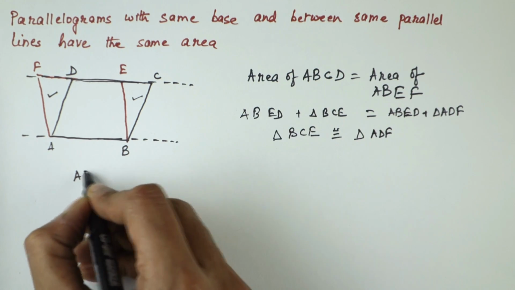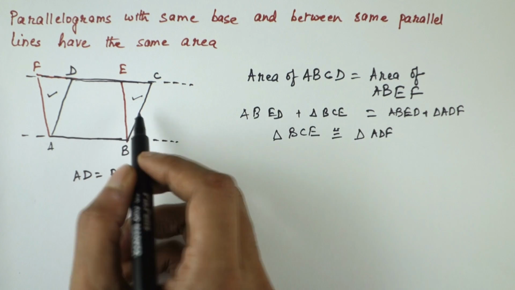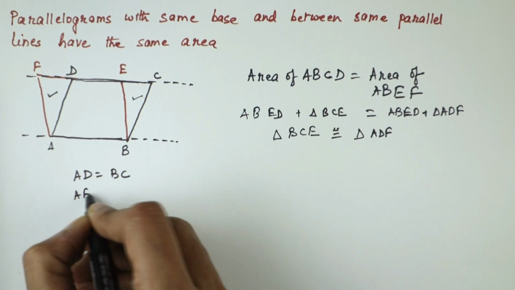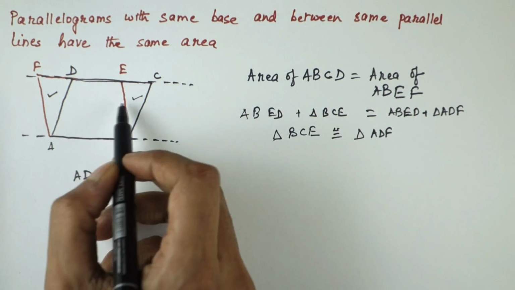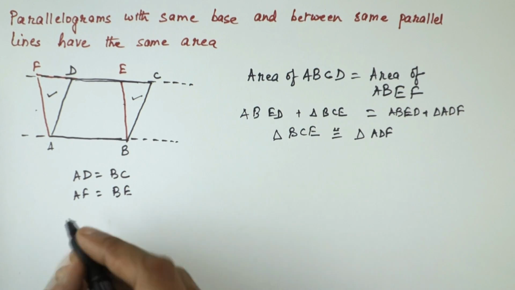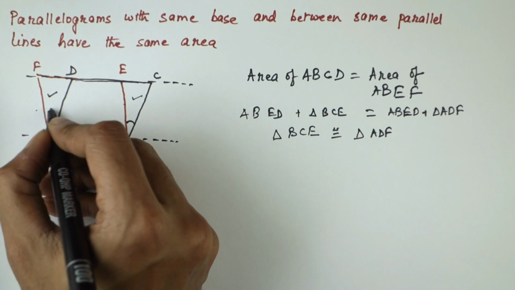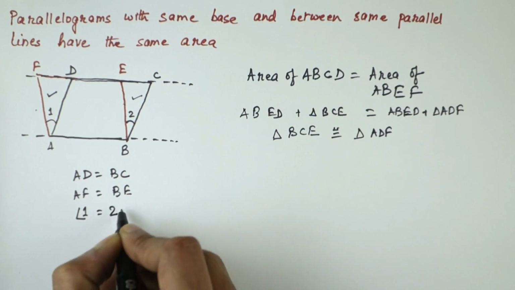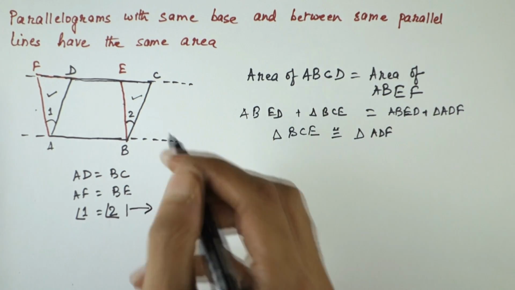So notice that in this figure, the side AD is equal to the side BC, because they are the opposite sides of a parallelogram and they will be equal in length. Similarly, the side AF is equal to the side BE. Why? Again, they are the opposite sides of a parallelogram and hence they will be equal in length. And finally, notice that these two angles, let's call this angle 1 and this angle 2, are equal. How are these two angles equal?